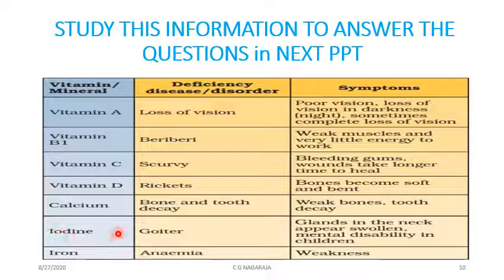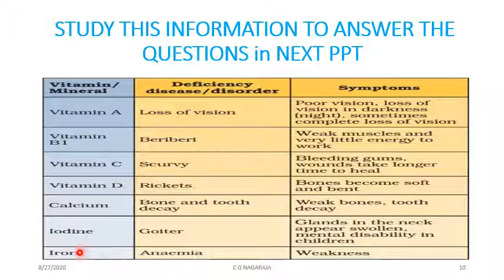Iodine is another mineral present in seafoods. Normally it is absent in plant and animal foods. These days, iodine is added to the salt we take. If iodine is deficient in the food, we get what's called goiter. Goiter refers to glands in the neck appearing swollen, and if very young infants suffer from goiter for a long time without treatment, their mental disability will be very well seen in the school.